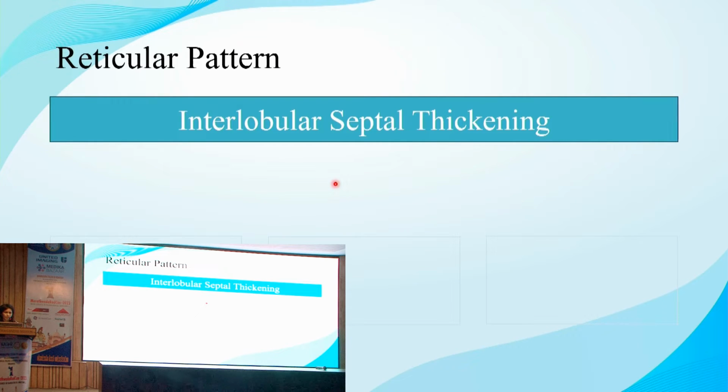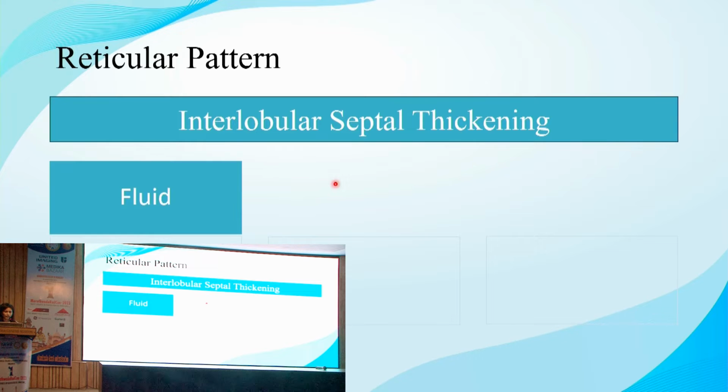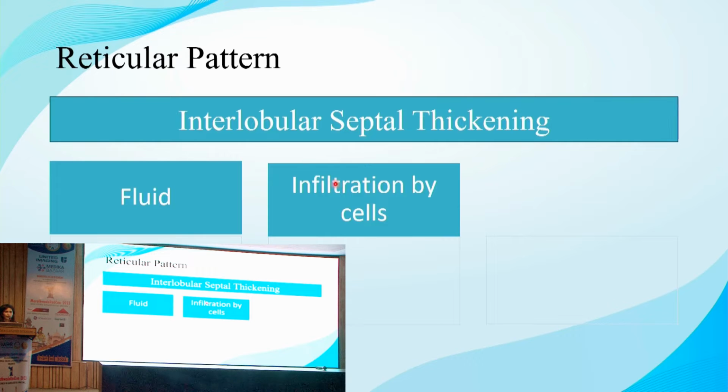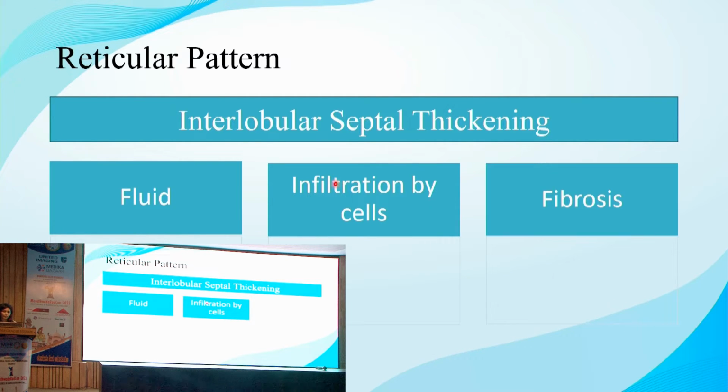Now there are various causes of the thickening of the septum. It can be because of fluid, as we know that the septum consists of pulmonary vein and lymphatics. So whenever there is increased hydrostatic pressure and increase in the fluid, it can result in the thickening. Or it can be because of infiltration by cells, as in case of lymphangitic infiltration of the tumor, and in cases of fibrosis. So these are the causes of the thickening.